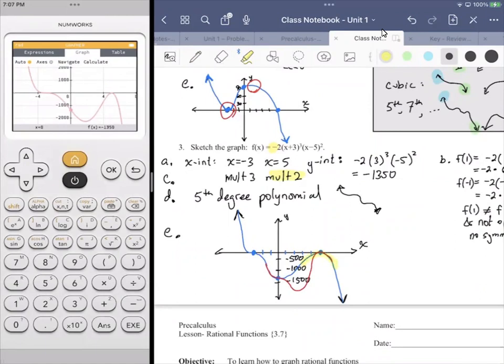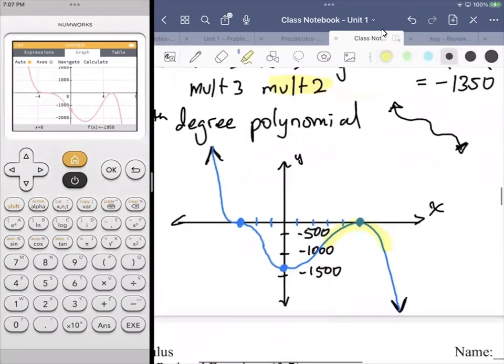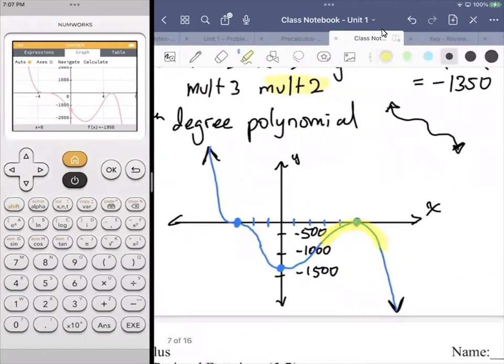So it doesn't have to be a perfect parabola. Let me get rid of the red here for a sec. Oops. So the multiplicity of 2 corresponds with the x value of 5. So that's this location here.